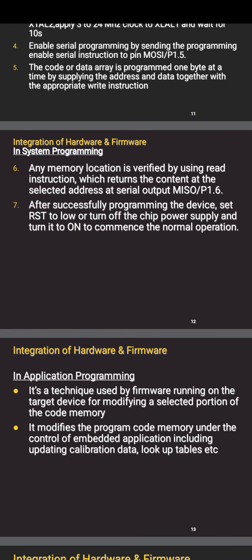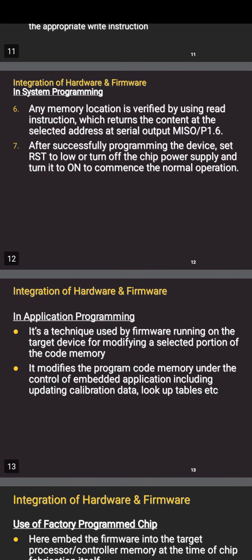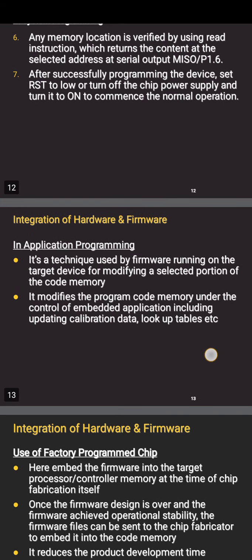The third is in-application programming. In-application programming is used by the firmware running on the device for modifying data. It cannot be used for first-time embedding. It is used only for modifying a portion of the code memory. It is not used for first-time embedding of the firmware.